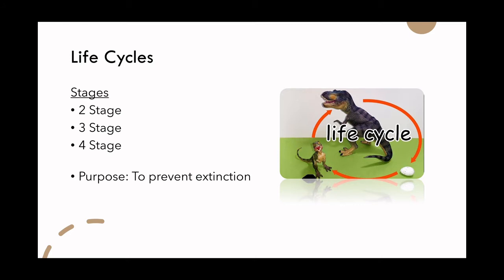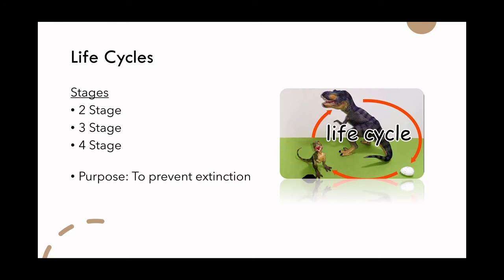So many different living things have different kinds of stages. You have 2 stages, 3 stages, and 4 stages. 2 stages is seldom taught in school. Your main focus will be on 3 and 4 stages. Now let's talk about the purpose of life cycle.